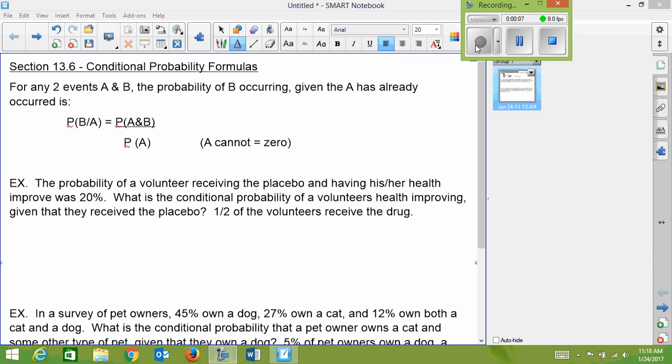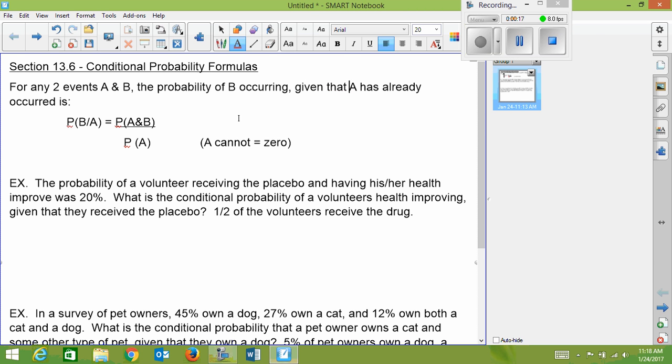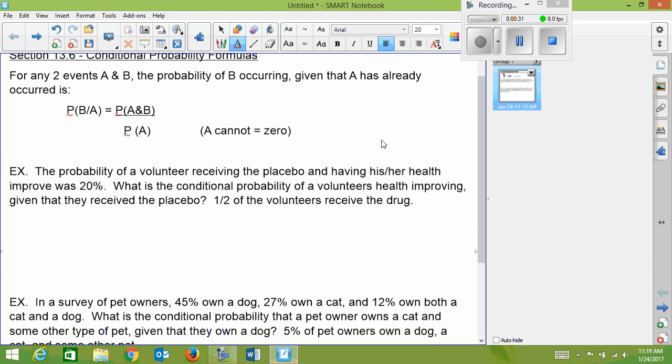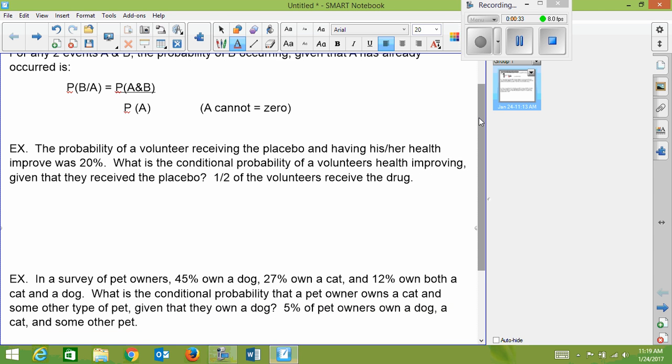For any two events, A and B, the probability of B occurring, given that A has already occurred, is the probability of B given that A occurred, that's how you write that, equals the probability of A and B together, divided by the probability of A. And A cannot equal 0. Obviously, you can't divide anything by 0, so that would not work, it wouldn't be a real number.